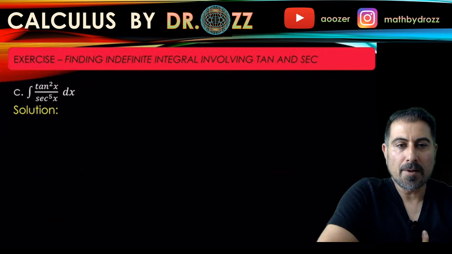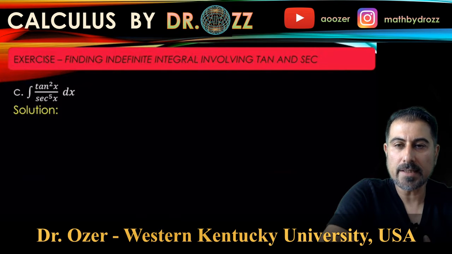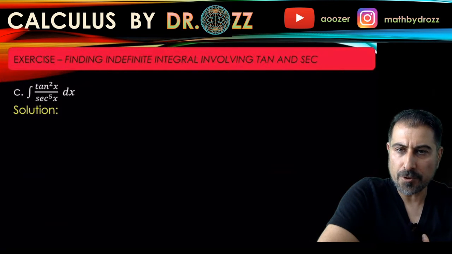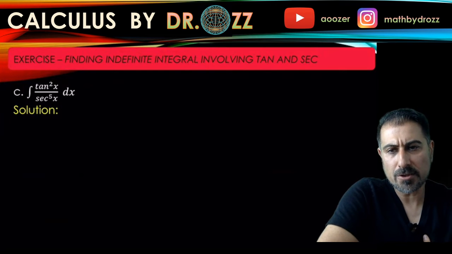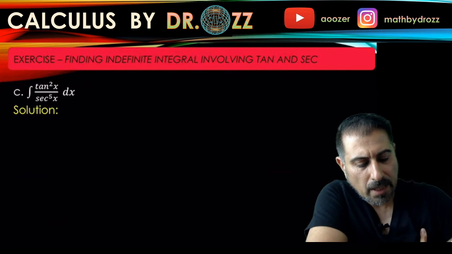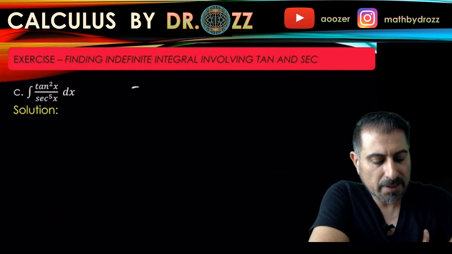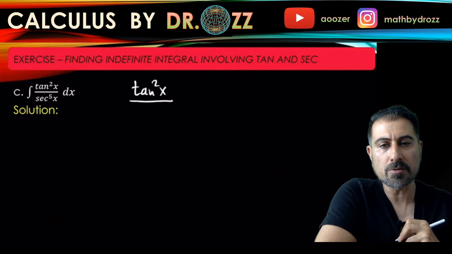All right, in part C, I have tan squared, and I have in the bottom secant to the fifth x. I think we should somehow simplify this expression first, even though we have even or odd powers of tan and secant, but we have a rational function. We got to be very careful here. I would just simplify this expression first because I know that secant is 1 over cosine. You know it from the trig, right?